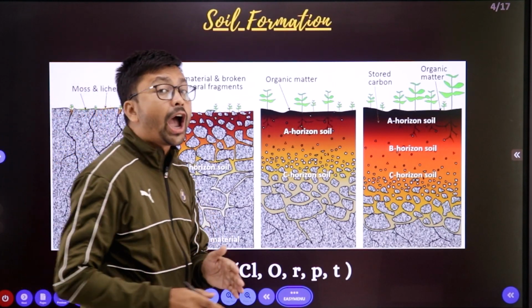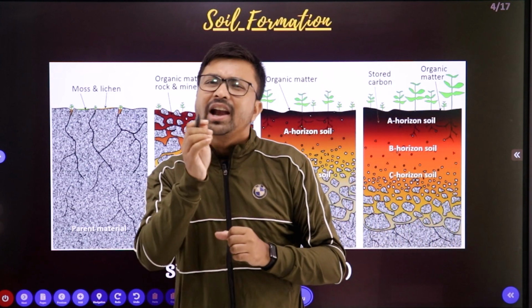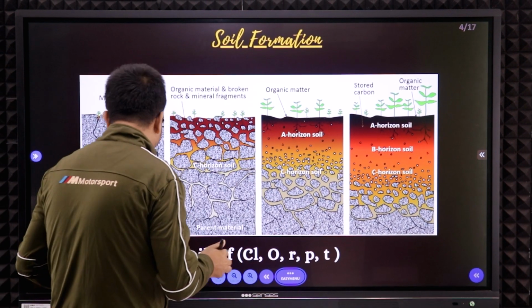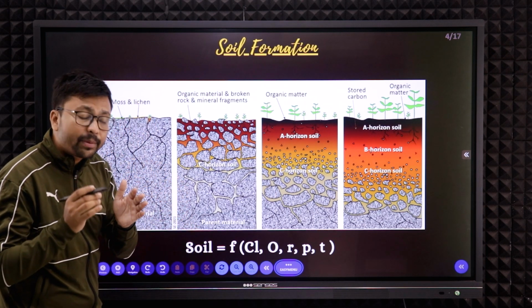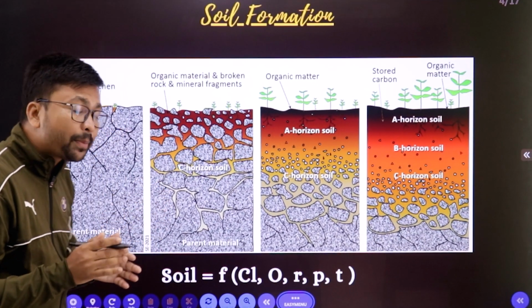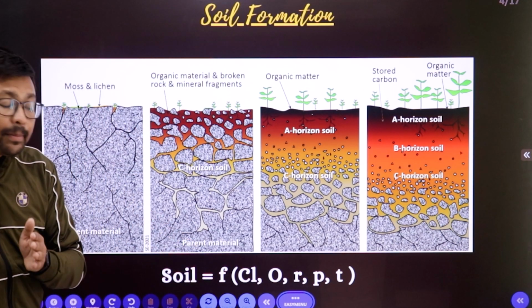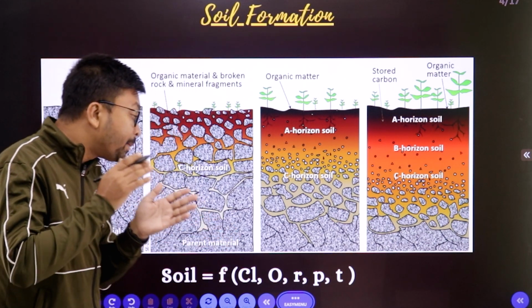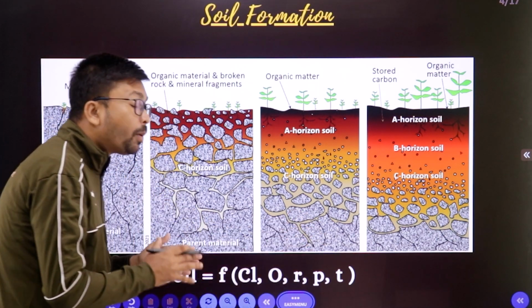Now you need to know about the soil formation factors. So how does the soil form? As I have given a little bit of a clue about soil formation, I am making it very simple for you. You just need to remember one simple formula. What is that? Soil is equal to FCLORPT. It means soil formation is a function of factors: F for factors, Cl for climate, O for organic materials, R for relief features, P for parent rocks, and T for time. Those are the soil formation factors.